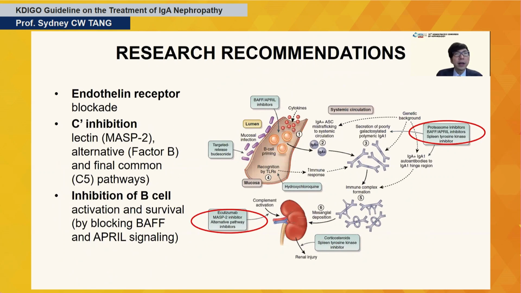Now, finally, in the research recommendations, there are other potentially or theoretically important pathways that can be targeted to treat IgA nephropathy, and they include endothelin receptor blockade, complement inhibition, such as inhibiting the lectin pathway, MASP2, inhibiting the alternative pathway, okay, blocking factor B, or the final pathway, C5.